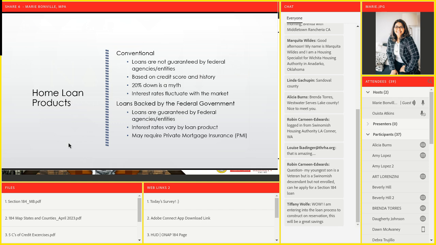So a conventional loan is not guaranteed by any federal agencies or entities, meaning the bank is taking a risk. If they were to foreclose on a home, they wouldn't necessarily recoup those funds, right? It's based on your credit score and your history. 20% down is a myth that goes along with conventional, that you have to put 20% down. You can put less, it just depends on your credit score and your history. It doesn't always mean that they'll put some sort of insurance on it for having put down less.